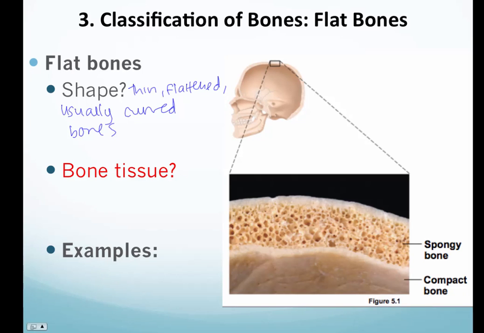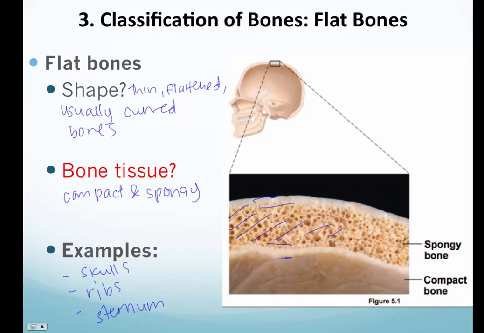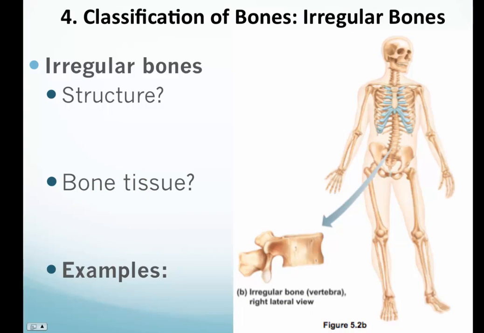They're composed of both compact and spongy bone, in which case you have the spongy bone sandwiched between two layers of thin compact bone. And we'll see this where? In our skull, our ribs, and our sternum. A couple of places. And then finally our last classification is irregular bone, and these ones just do not fit any category or bone classification that we covered so far, and they're irregular in shape.